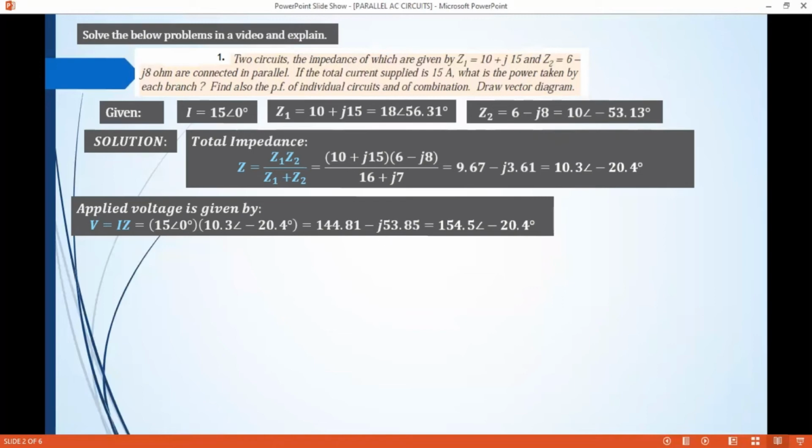So we will be converting it to polar form, so we have 154.5 angle negative 20.4. So that is the applied voltage.